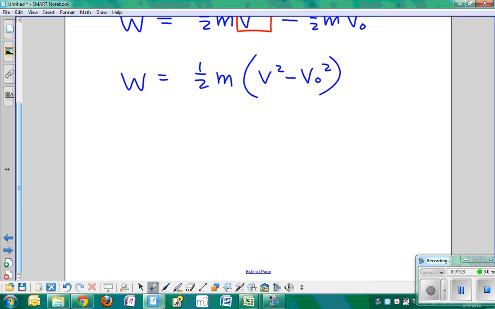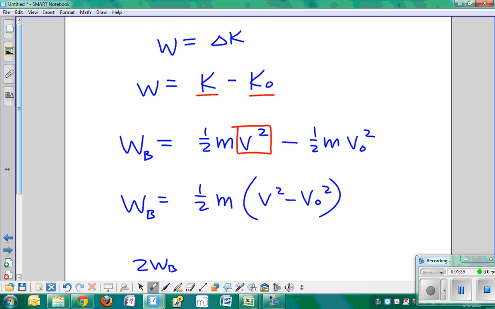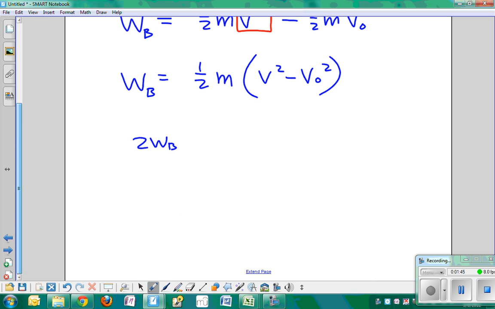Multiplying each side by 2 over m, we get 2 times the work, and this is the work done by the brakes. That would be more fair to put in there, which is in fact the net force acting on the truck. So we know that the total change in kinetic energy is going to be equal to the work done by the brakes. So we get 2 times the work done by the brakes over the mass of the truck is equal to v squared minus v naught squared.